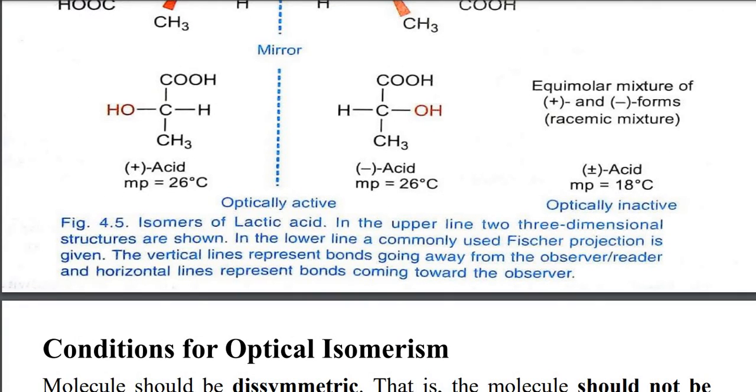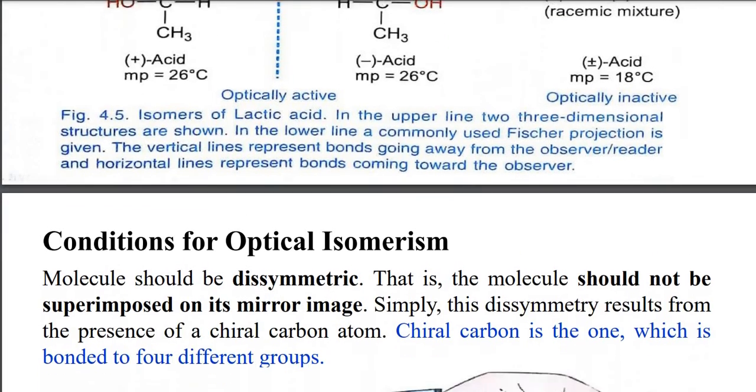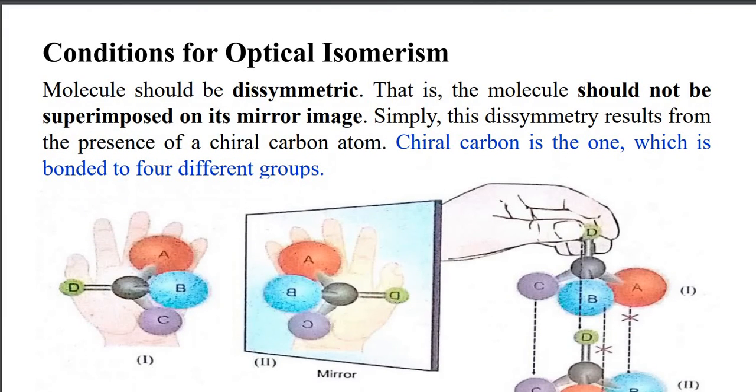So for isomers of lactic acid, in the upper line the three-dimensional structures are shown. In the lower line, a commonly used Fischer projection is given. The vertical lines represent the bonds going away from the observer, the reader, and the horizontal lines represent the bonds coming toward the observer.